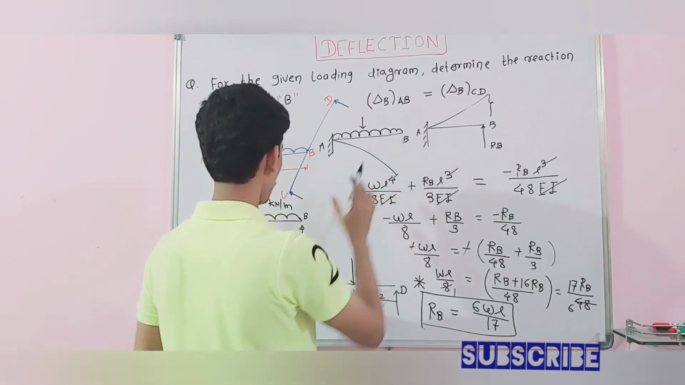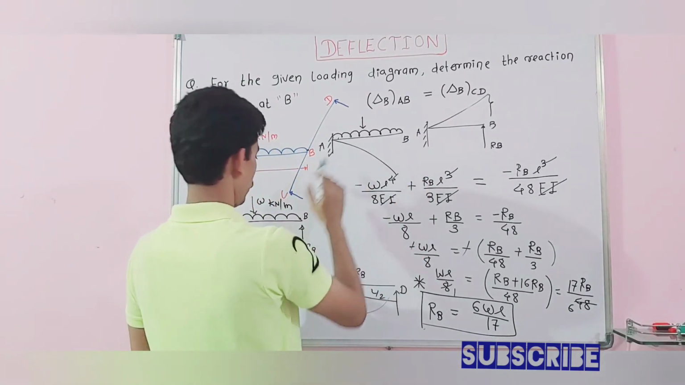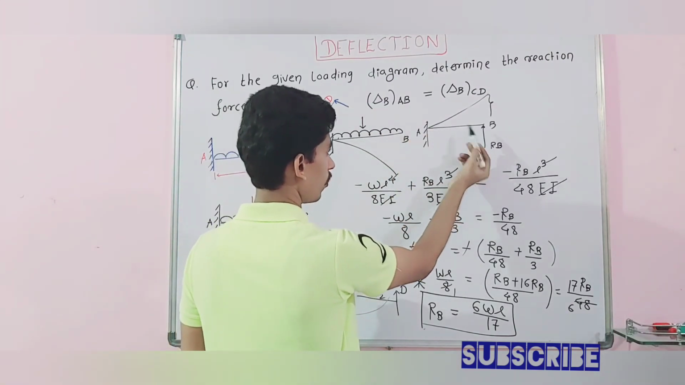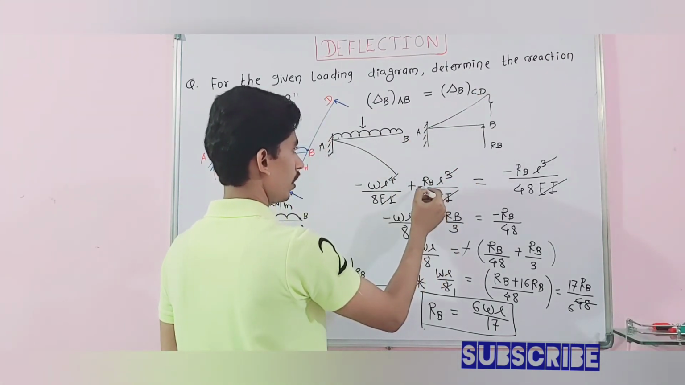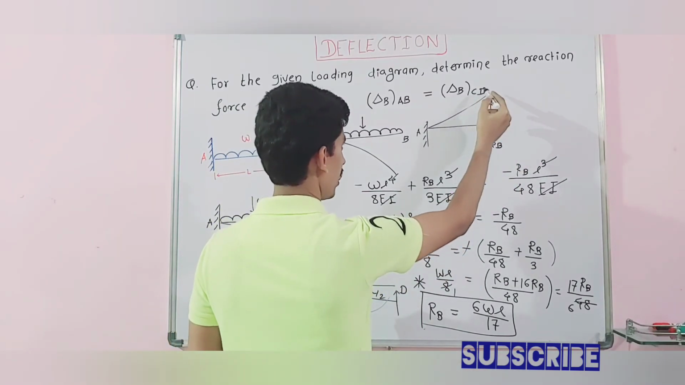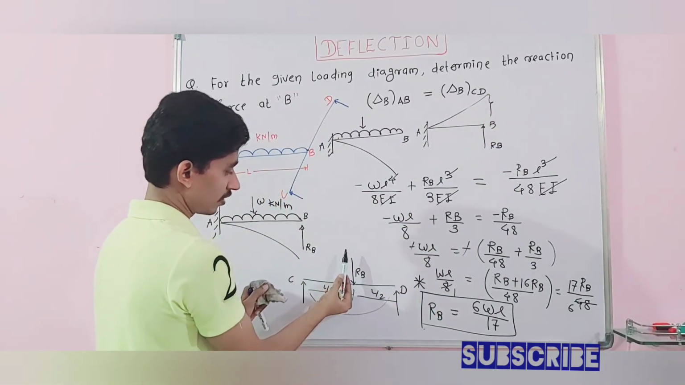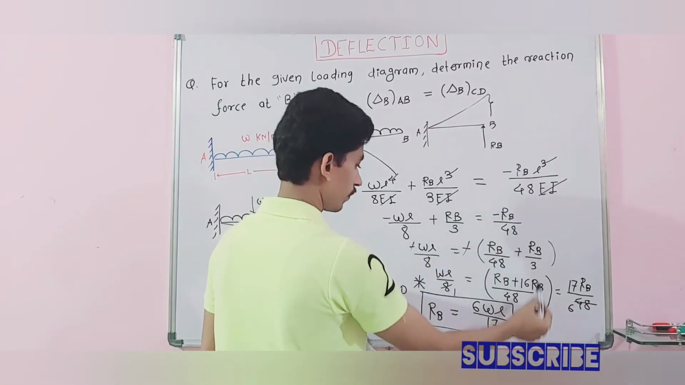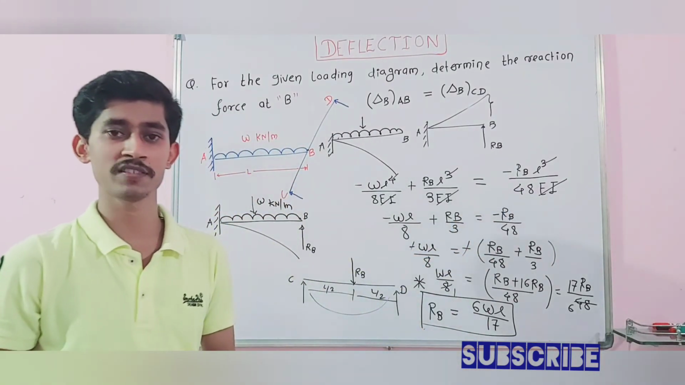By the superposition theorem, we have divided this section. This is due to the UDL, uniformly distributed load. This is due to the point load. It is acting upward, so this is plus, and again for the delta P for CD, this is acting downward. So that's why we have taken the deflection as a minus. After getting this, we will get 6WL by 17.